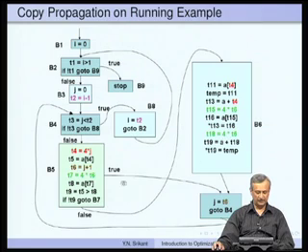So, that is what we have shown here. This becomes copy propagation. We have eliminated the copies that I showed you. Because of this, this became T6, this became T6, this became T4 and this became T4, and so forth. So, this is copy propagation on the running example.